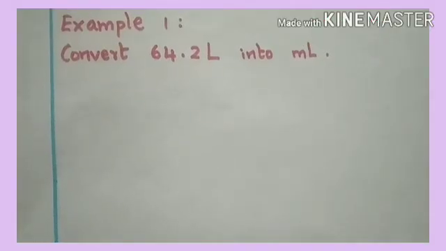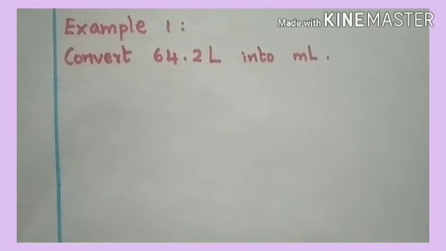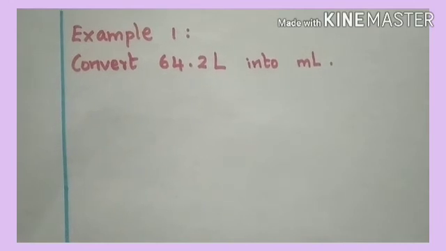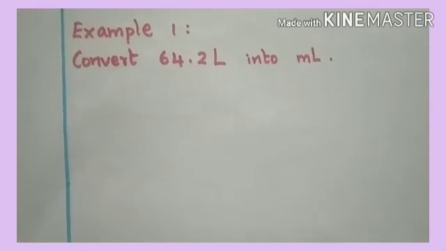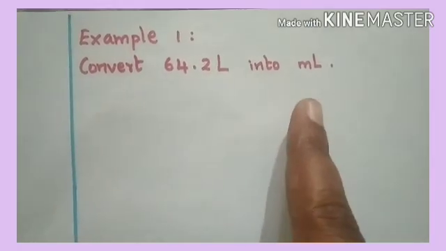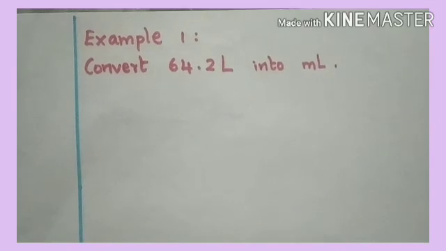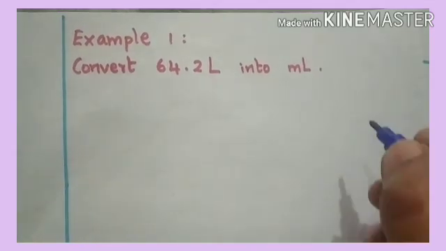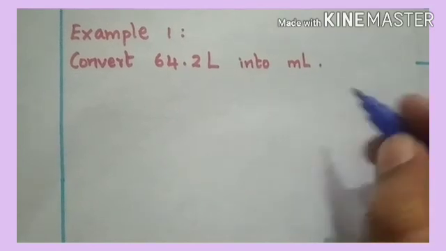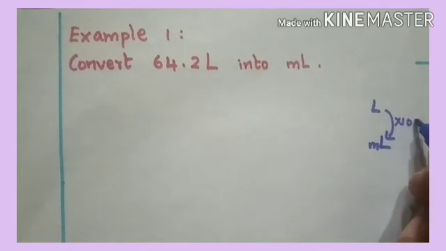Example 1. Convert 64.2 liter into milliliter. Let's convert 64.2 liter into milliliter. In this problem, liter is given. We are going to convert into milliliter. First write the units liter and milliliter. To change from liter to milliliter, multiply by 1000.